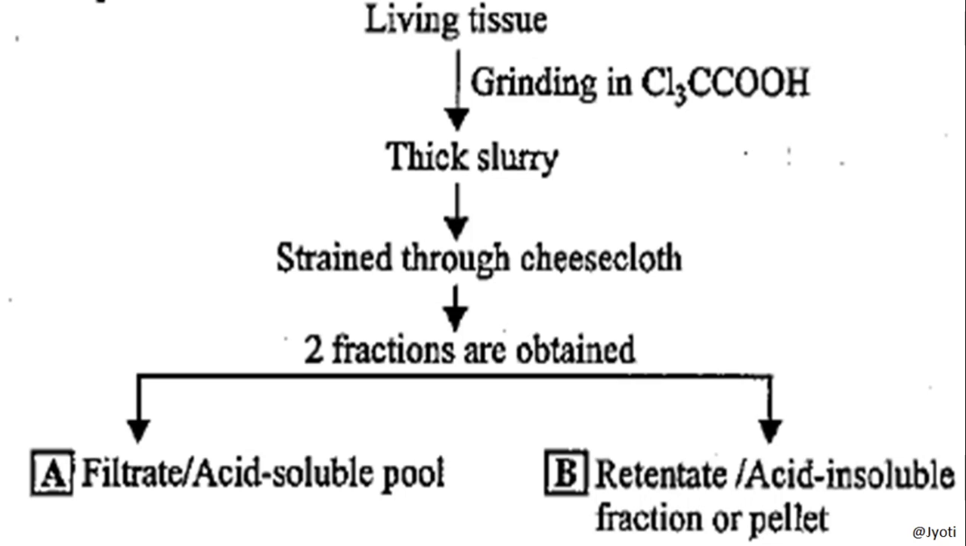So these are the steps. Living tissue is taken. You can see the steps I have already discussed. It is ground in the trichloroacetic acid. Then we get a thick slurry. Then it is strained through cheesecloth. Then we get two fractions. One is the filtrate, which is the acid soluble pool, and the retentate that remains on the cotton cloth, and that is the acid insoluble fraction or the pellet.